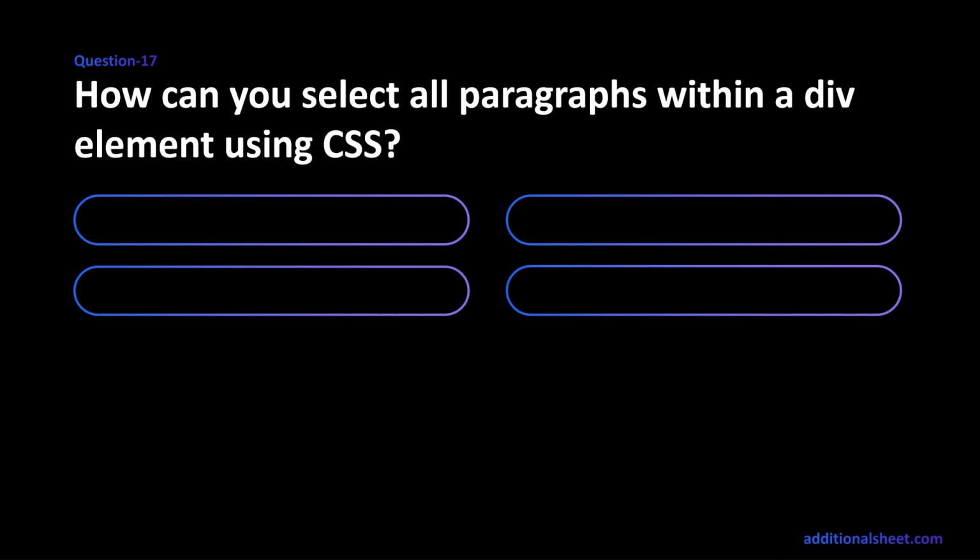Q17. How can you select all paragraphs within a div element using CSS? Options are A. div p. B. div > p. C. div + p. D. div_p.